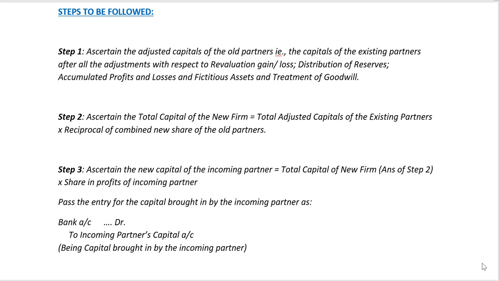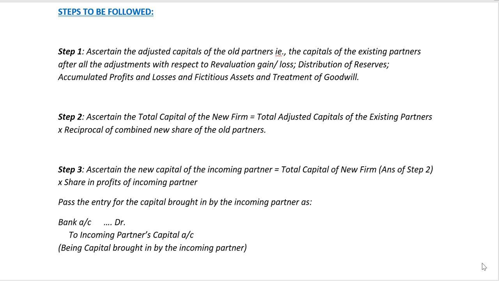The step 3 is to ascertain the new capital of the incoming partner. This is the capital to be brought in by the incoming partner. We can find it out by taking the answer of step 2, which is the total capital of the new firm, and multiplying it with the share of profits of the incoming partner. So as per the example, we take the step 2 answer and multiply it by 1 divided by 5, the profit share of the incoming partner. Then we get the capital to be brought in by the incoming partner, and we can pass the journal entry: bank account debit to incoming partner's capital account, being capital brought in by the incoming partner.